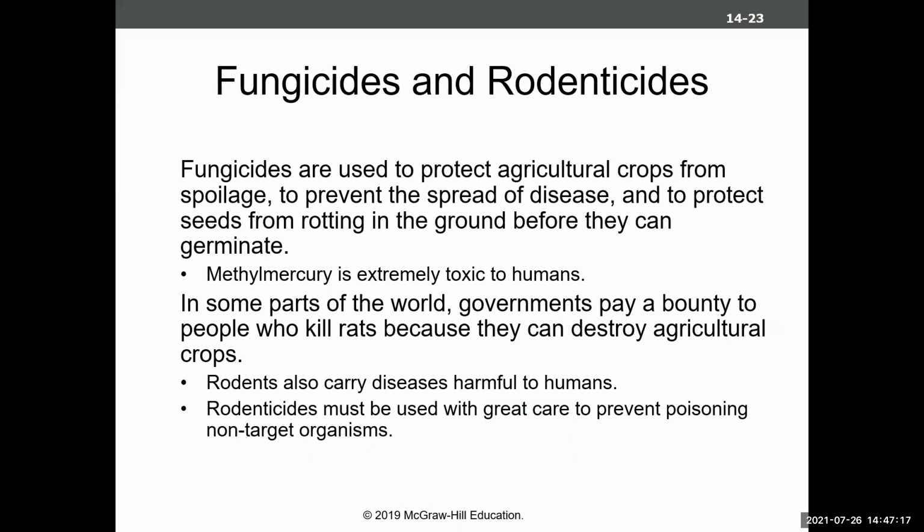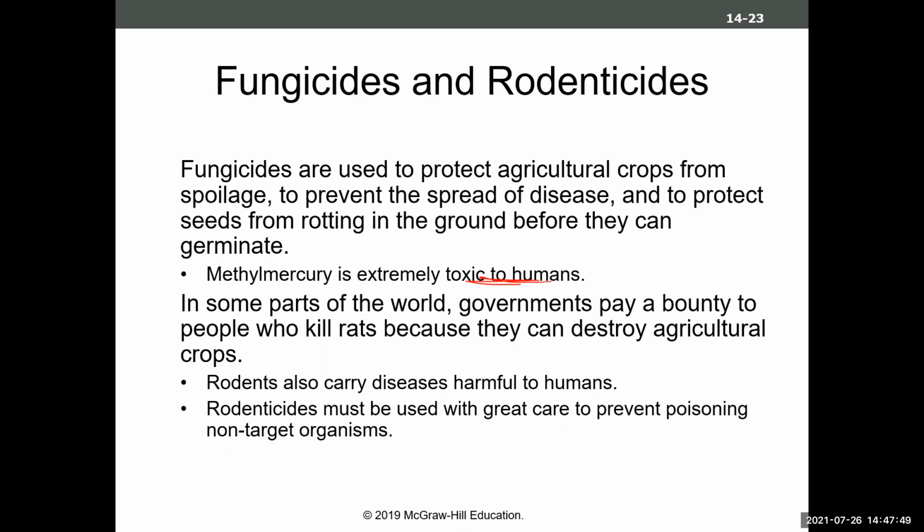Now, some of the last pesticides that exist are fungicides and rodenticides. Fungicides protect crops from spoilage to prevent the spread of fungus and prevent the seeds from rotting in the ground before they can germinate. An example is methylmercury, which is extremely toxic to humans, that is potentially used as a fungicide in a lot of different places.